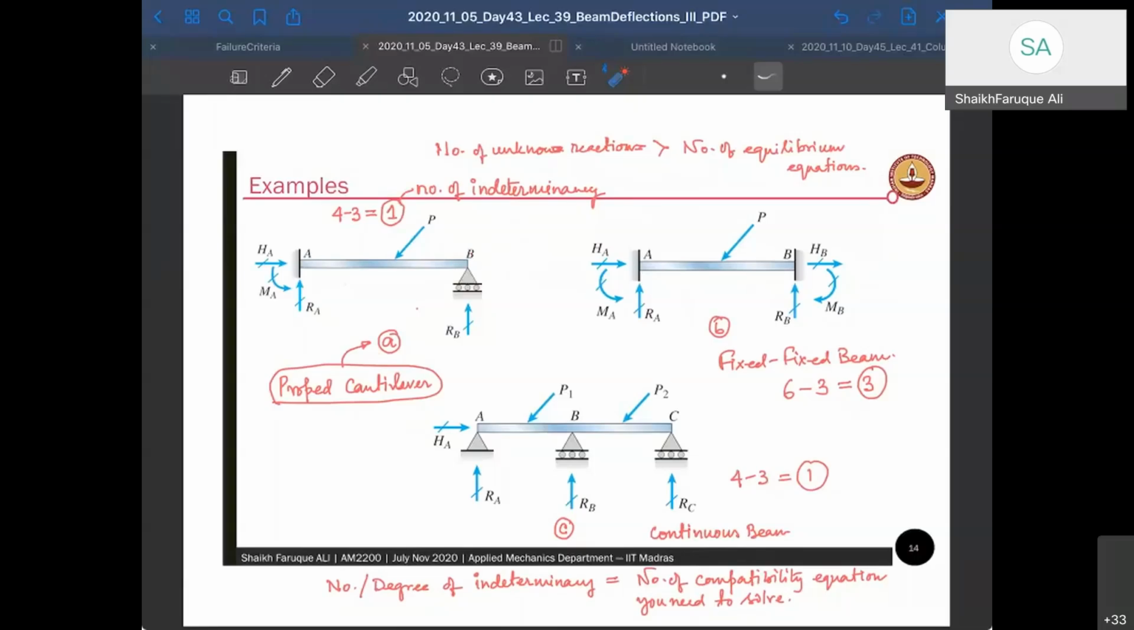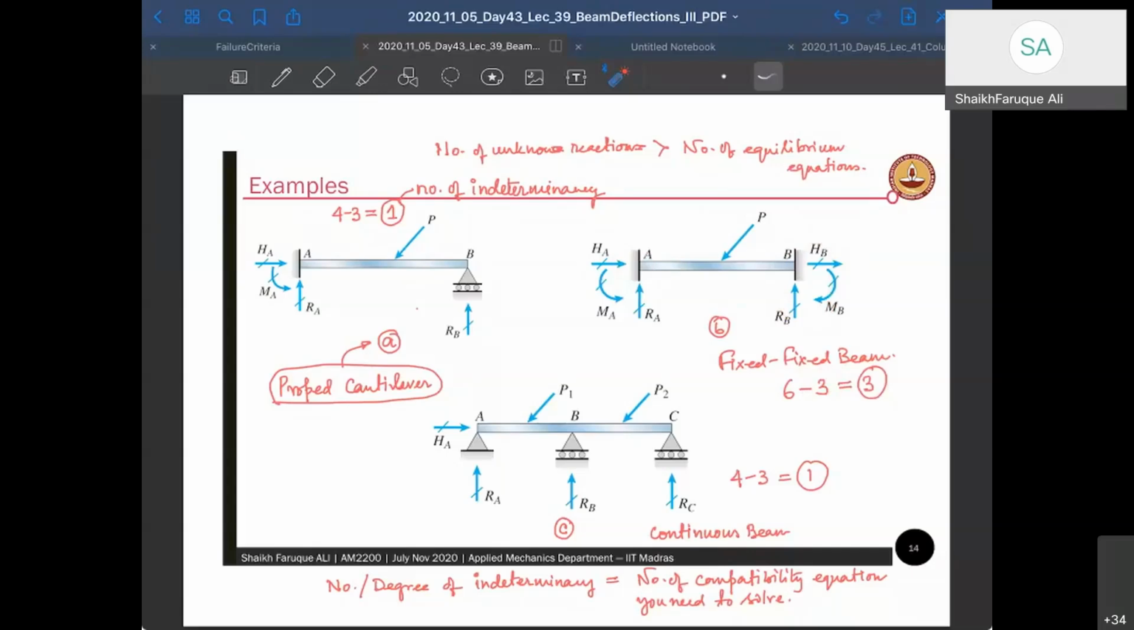Okay. The next problem is a fixed beam. This is called a fixed beam, and this fixed beam has 3 unknowns on this fixed side and another 3 unknowns on this fixed side, right? So both A and B will have 3 plus 3, 6 unknowns. But the number of equations again remains the same, it's 3. So therefore your degree of indeterminacy is 3. Okay, so therefore we will need 3 extra equations to solve this problem.